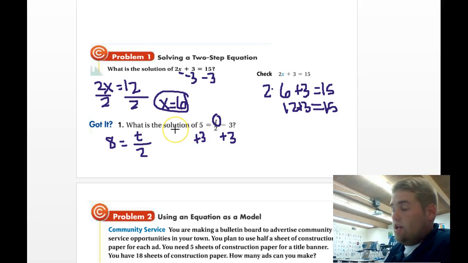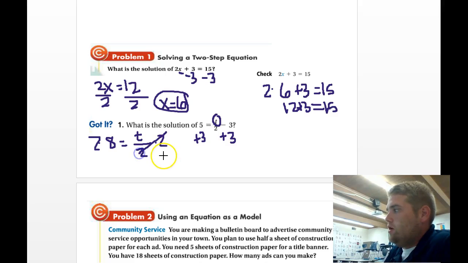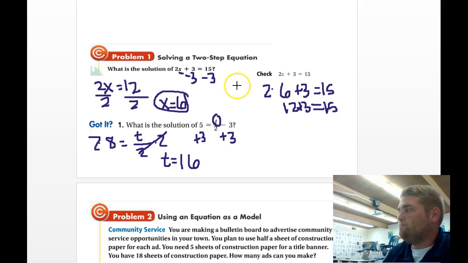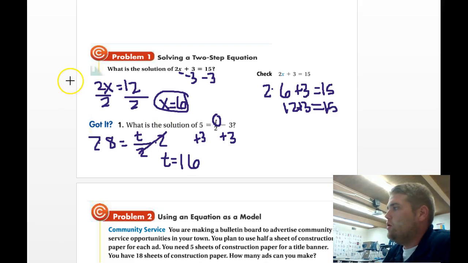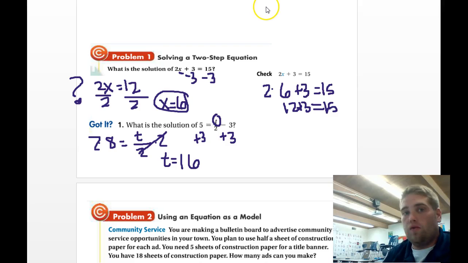When we have t divided by 2, the opposite of dividing by 2 is to simply multiply by 2. So I'm going to multiply by 2. My 2's cancel, and I'm left with t equals 2 times 8, which is 16. And guys, remember, if you have any questions over those two, draw a little question mark over to the side, so that way we remember to go over it in class.